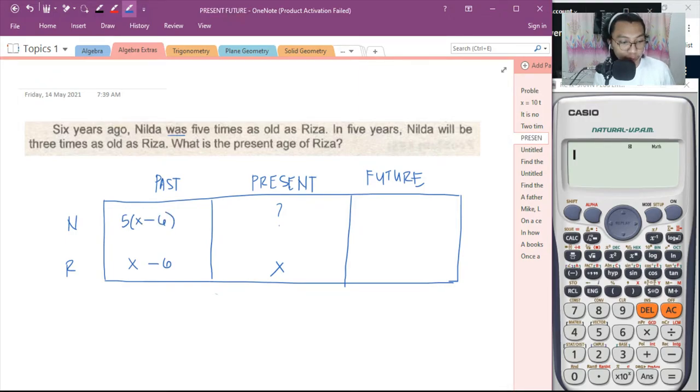And in the future, okay? Nilda will be 3 times as old as Risa. So, in the future, okay? 5 years, in 5 years. So, again, in 5 years, okay? In 5 years, plus 5. Nilda will be 3 times as old as Risa. So, 3 times x plus 5. Now, meron tayong mabubuong equation dyan.